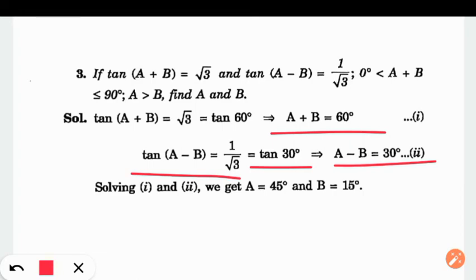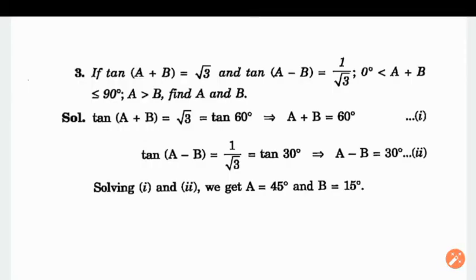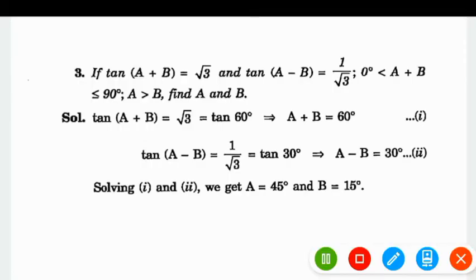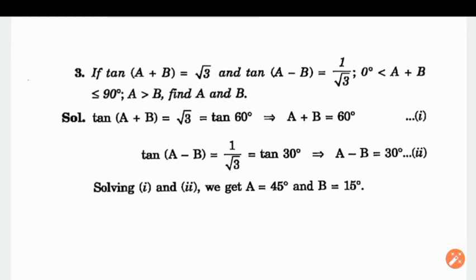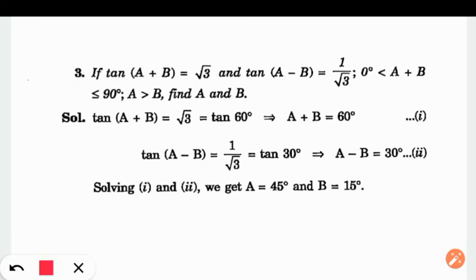Now, how do we solve equations 1 and 2? Simple, add both the equations. B cancels out. 2A equals 90 degrees, A equals 45 degrees, right? So A is 45 degrees. After finding the value of A, put it in either of the equations. In this equation, if you put the value of A, B is 15 degrees.